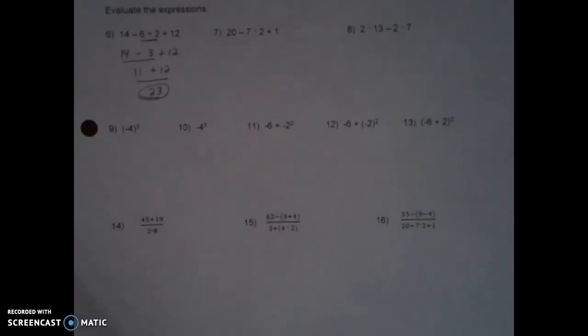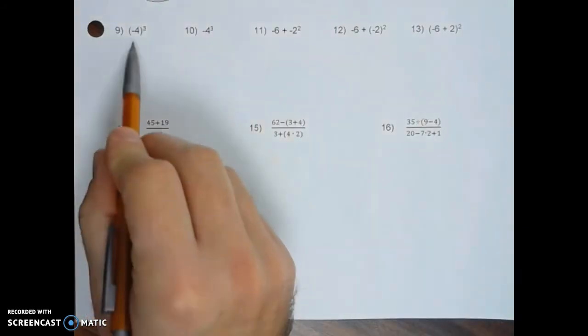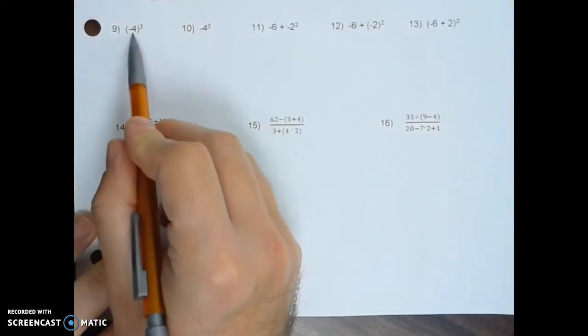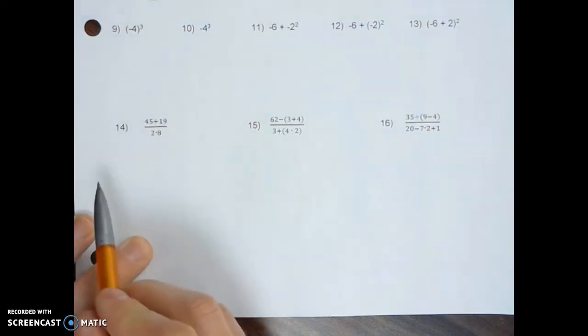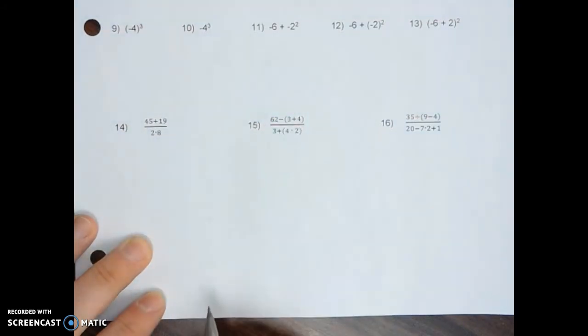I want to look at numbers 9 and 10 now, because they look very similar, but with one distinct difference. In number 9, the number -4 is written inside of parentheses and then raised to the third power. But in number 10, the -4 isn't in parentheses, and it's just raised to the third power. These mean two different things.